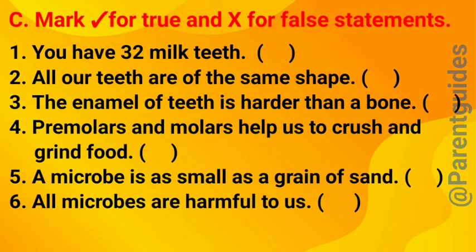C. Mark tick for true and cross for false statements. 1. You have 32 milk teeth. Cross. 2. All our teeth are of the same shape. Cross. 3. The enamel of teeth is harder than a bone. Tick. 4. Premolars and molars help us to crush and grind food. Tick. 5. A microbe is as small as a grain of sand. Cross. 6. All microbes are harmful to us. Cross.